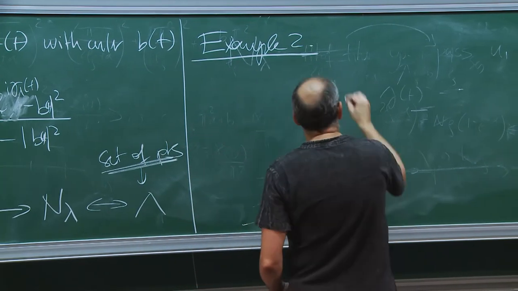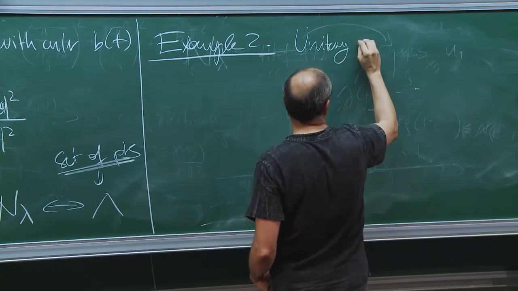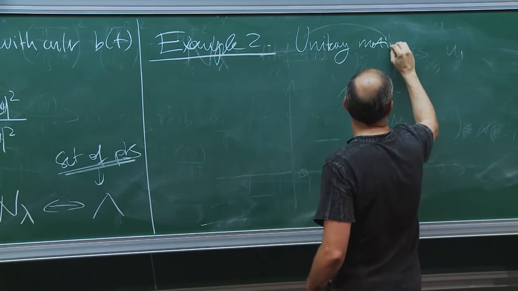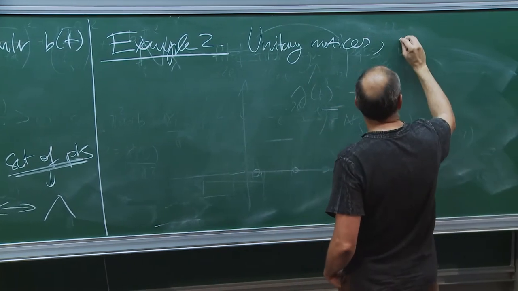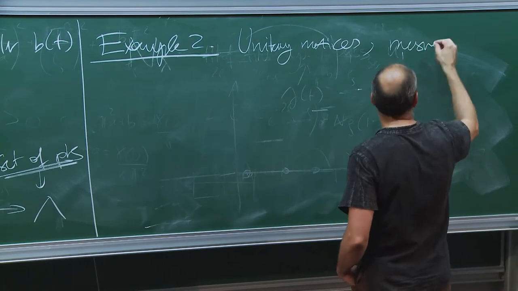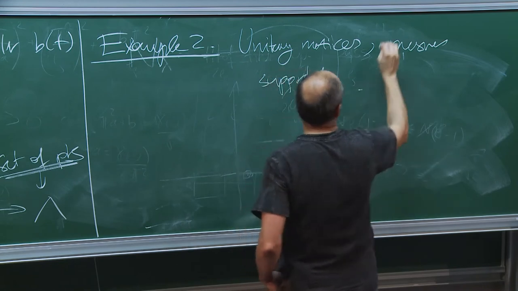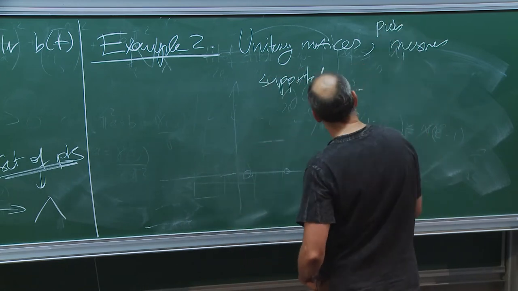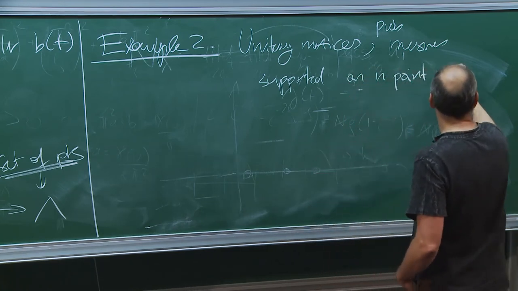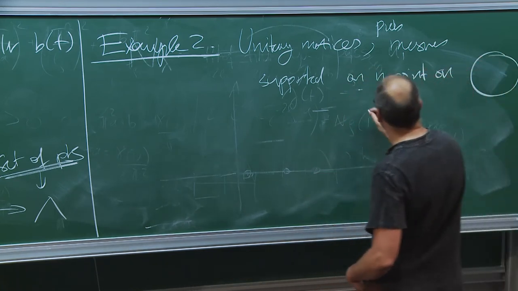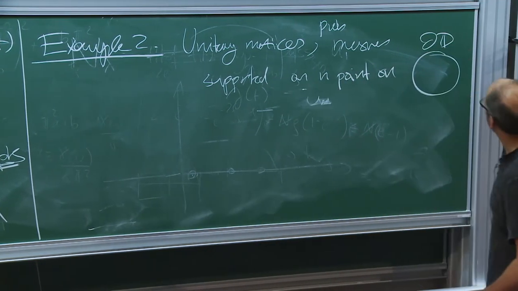Okay, and this is unitary matrices. Or more generally, probability measures supported on endpoints on the unit disk, unit circle.